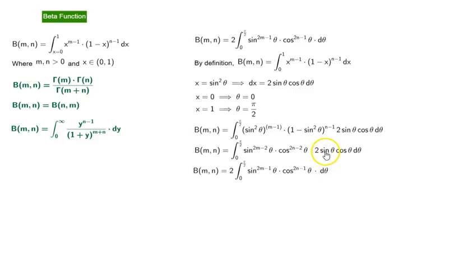Okay, now bringing in the sine theta, combining these like terms, we get integral from 0 to pi by 2 of sine to the power of 2m minus 2 plus 1, that is 2m minus 1 theta, times cos to the power of 2n minus 2 plus 1, that is 2n minus 1 theta, times d theta, and 2 goes out of the integral. So finally we have shown that beta of m comma n is equal to 2 times this integral. All very interesting.